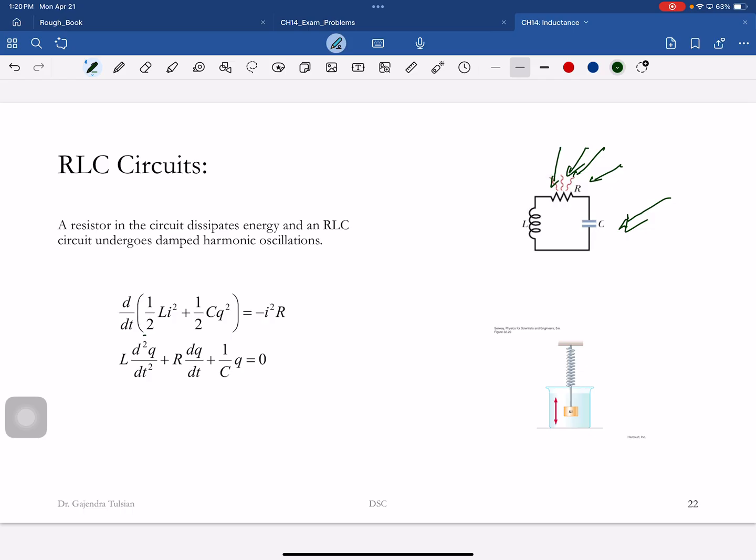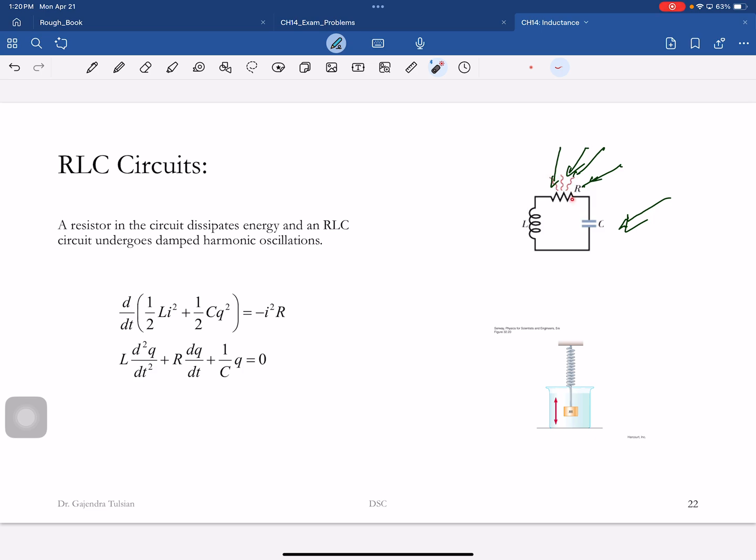It converts electrical energy to heat. Okay, so there's the energy stored in the inductor and capacitor, and this energy is converted to heat in the presence of a resistor. So the rate of change of this energy is that. Okay, that's the rate at which the resistor is converting electrical energy to heat. So that's the rate at which this energy is decreasing. So again, you go through a little algebra, and there's the differential equation that's describing the behavior of the system.